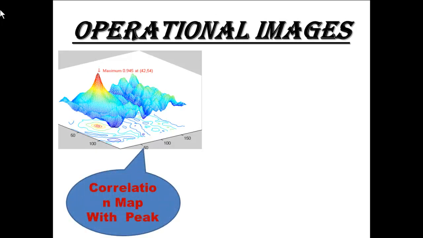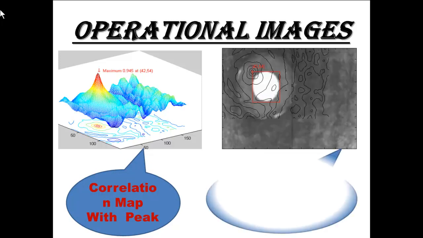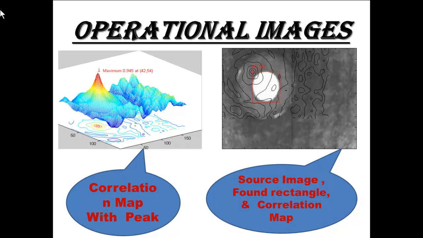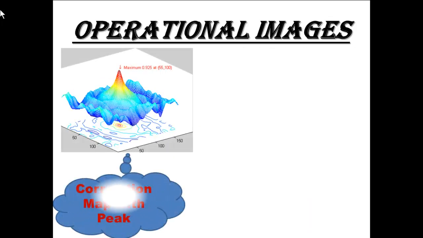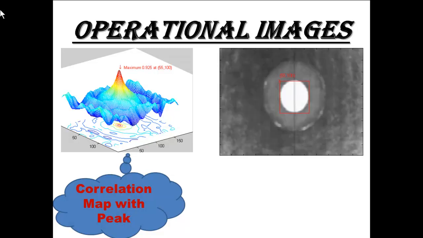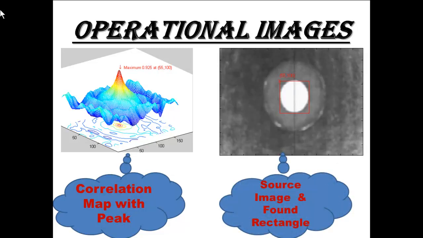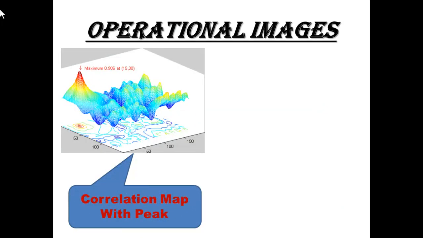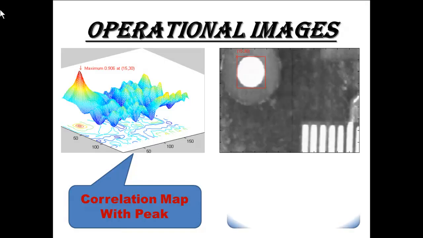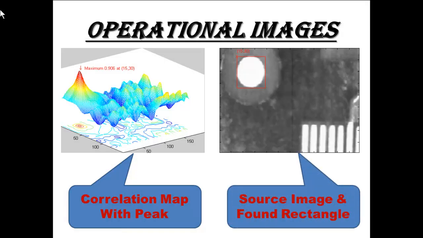Operational images. Correlation and map peak. Source image, found rectangle and correlation map of the images. Correlation map with peak. Source image and found rectangle. Correlation map with peak. Source image and found rectangle.